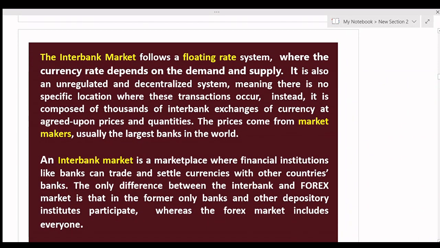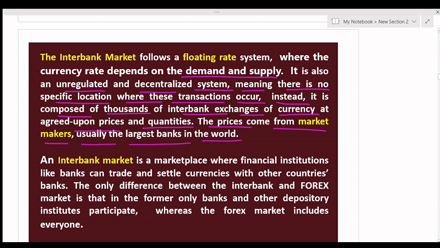Interbank market follows a floating rate system where the currency rate depends on demand and supply. It is an unregulated or decentralized system, meaning there is no specific location where these transactions occur. Instead, it is composed of thousands of interbank exchanges of currency at agreed upon prices and quantities. The prices come from market makers, usually the largest banks in the world.